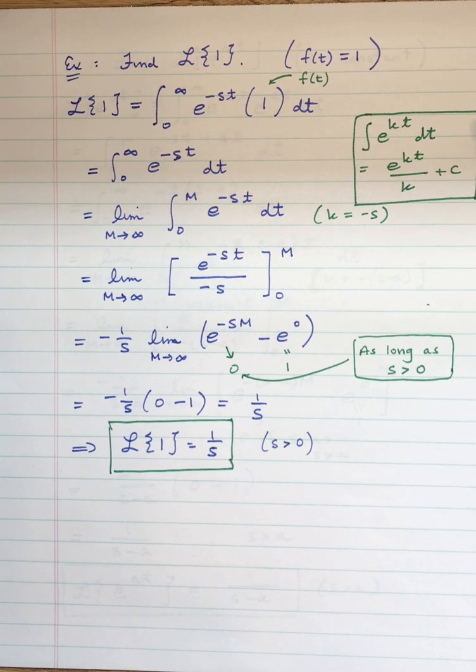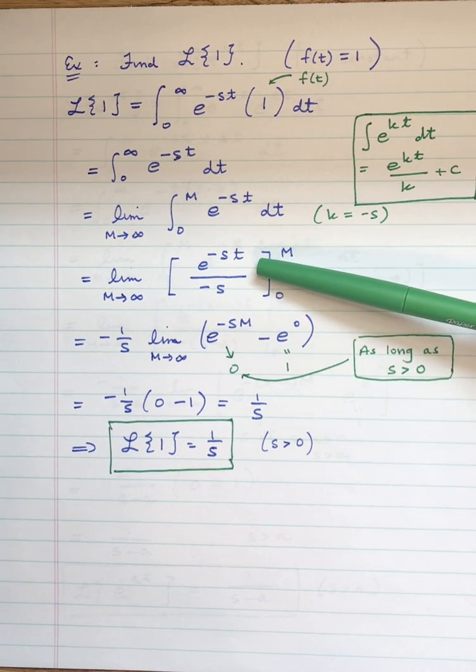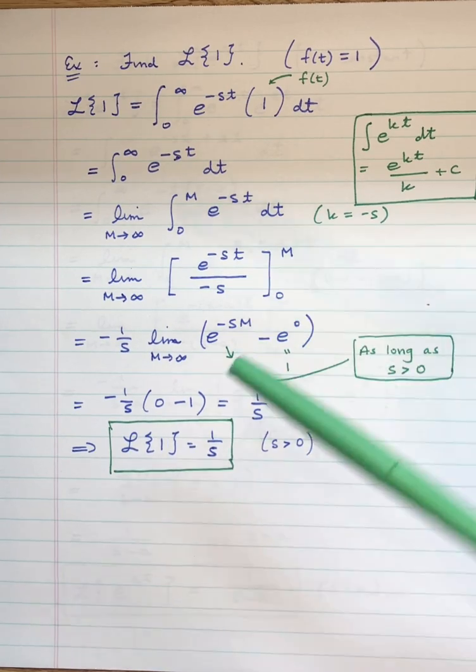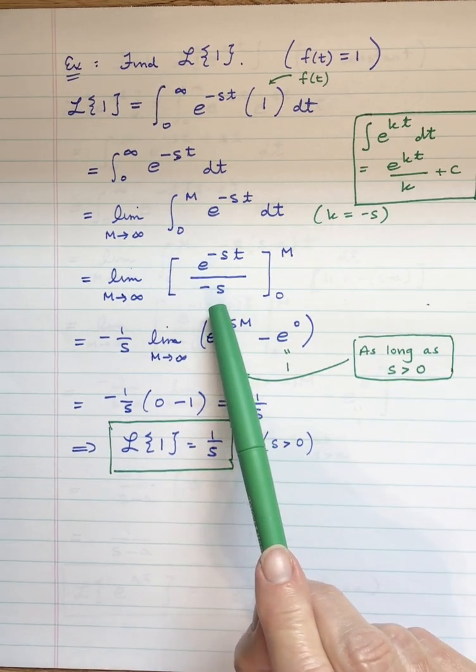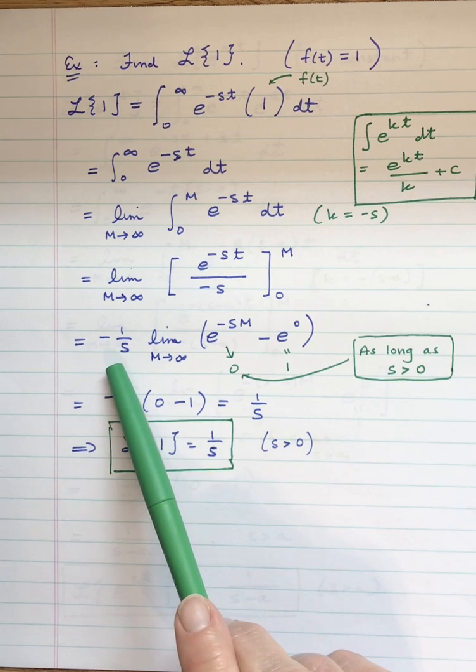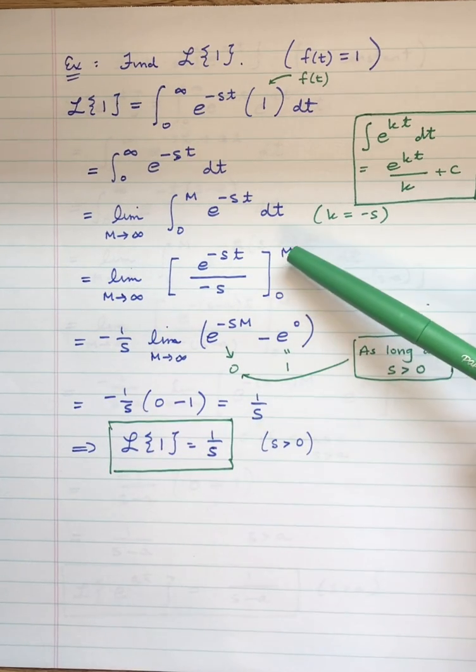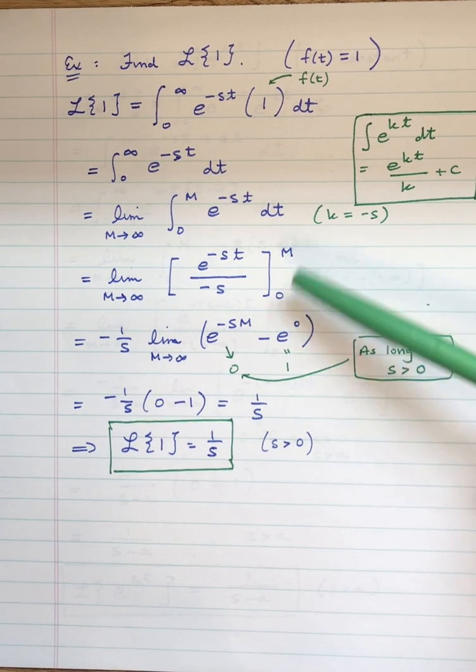Now just remember from calculus, the integral of e to the kt, its antiderivative is e to the kt over k. So here, in our problem, the k is like negative s. So when we integrate it, we get e to the minus st divided by negative s. And my favorite trick is to pull that minus 1 over s out in front, evaluate at the limits of integration.